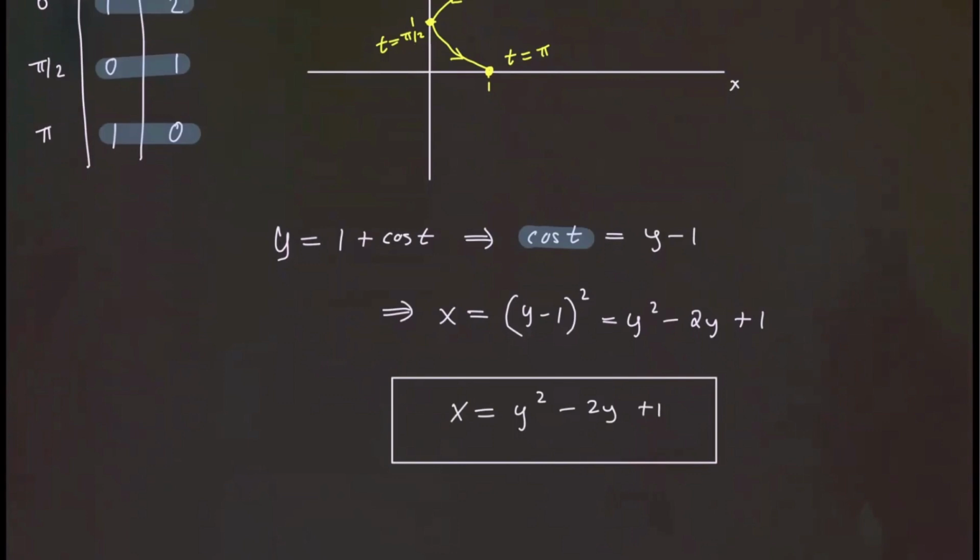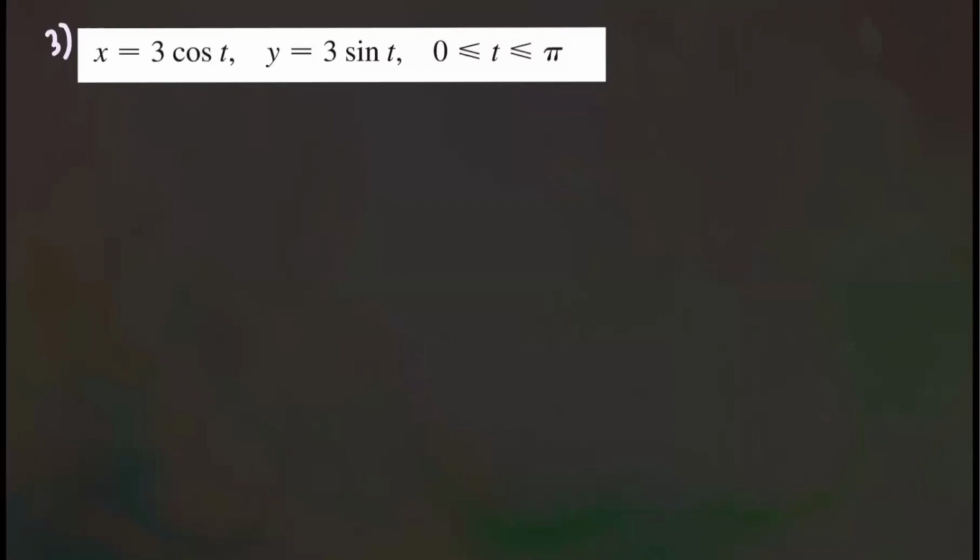So we are expressing x as a function of y in this problem. All right, so for this problem, this is our last example. We're given x equals 3 cosine t, y equals 3 sine t, and t will go from 0 to pi. All right, again, restricted t value. Now, again, you can sketch the curve, and you'll see how it looks.